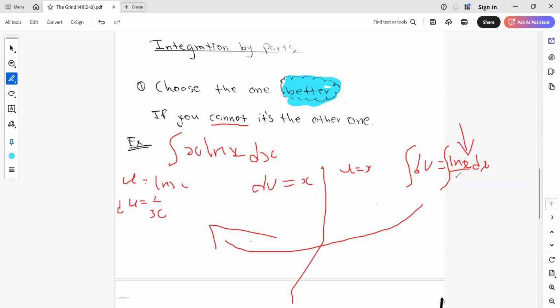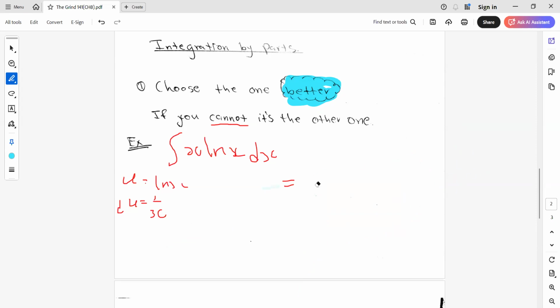Unless you know the antiderivative of ln of x, which is x ln of x minus x, something like that. This is what I wanted to emphasize about integration by parts. If you have ln of x, to make your life simple, let that be a u, so that if you differentiate it, it's going to be 1 over x, and then you move on. Unless we have a different problem.